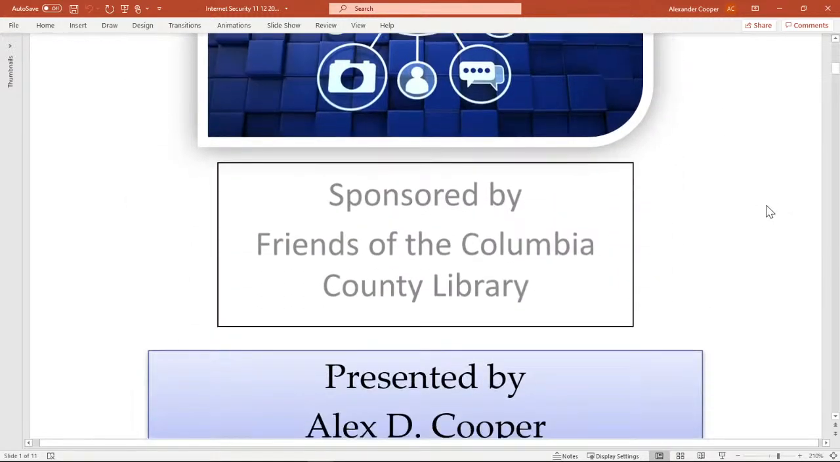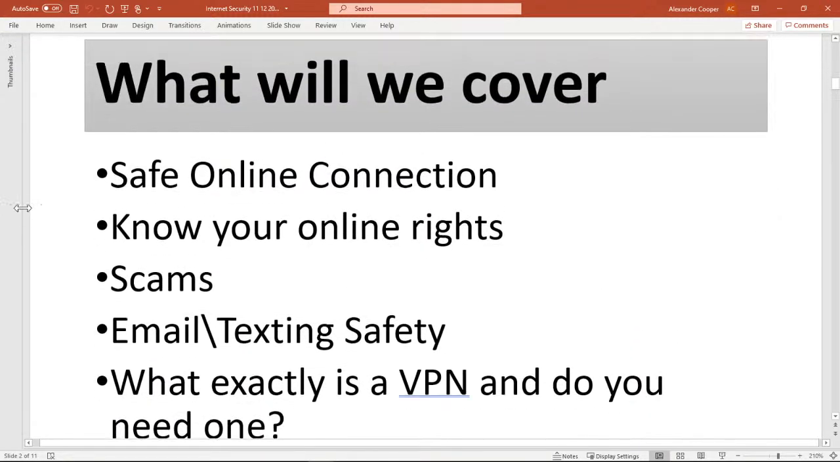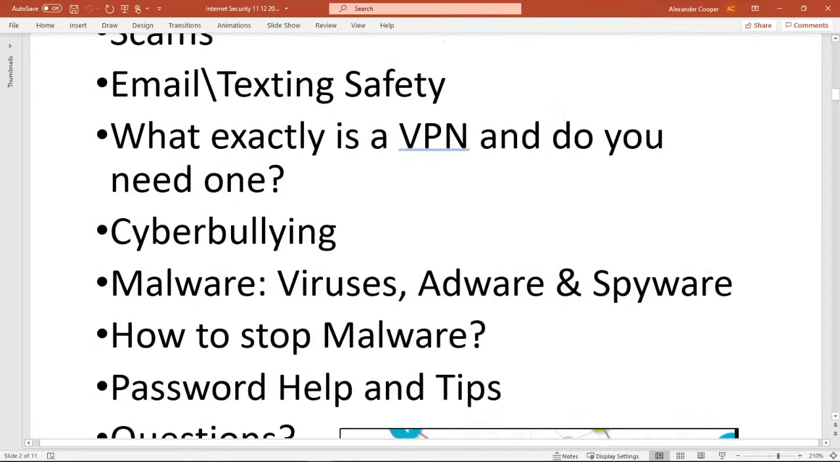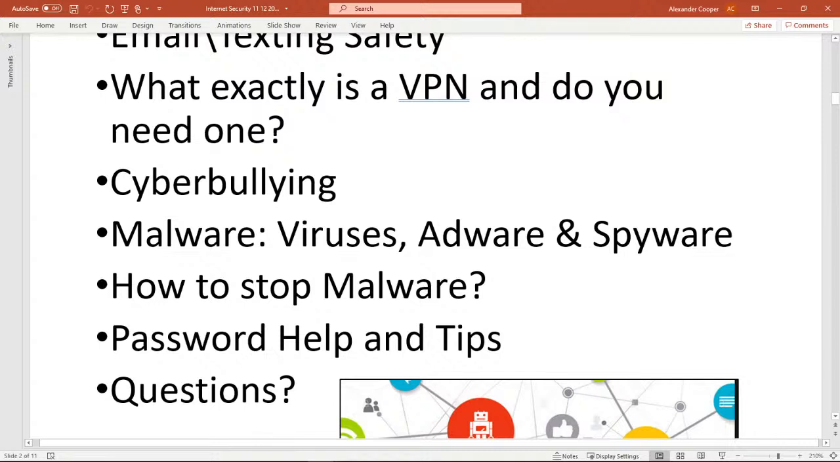So we're going to talk about internet security. Let's talk about what we're going to cover. We're going to talk about having a safe online connection, also knowing your rights online. We'll talk about scams. We'll talk about email and texting safety. We'll talk about what exactly a VPN is and whether I need one. We'll talk about cyberbullying, malware, viruses, adware, and spyware. We'll talk about how to stop malware, password help, and tips.